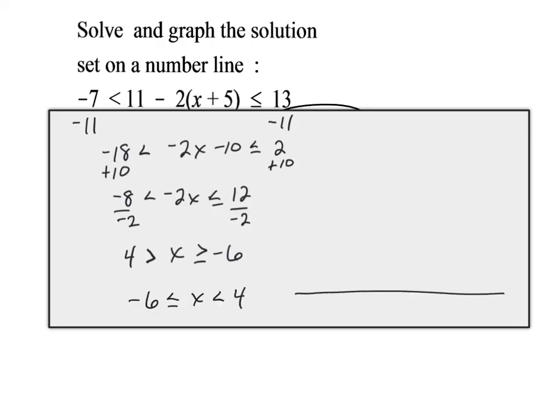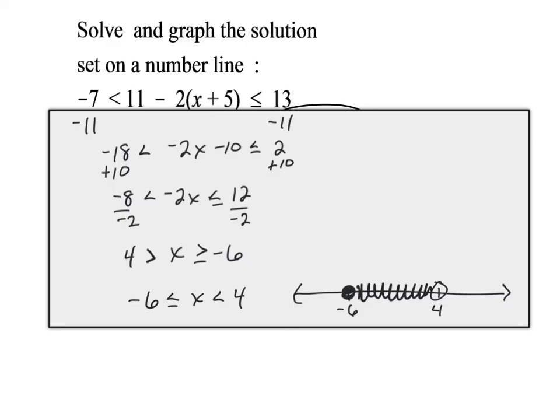And then if I graph that, I put -6, I put 4. -6 was a closed circle, 4 was an open circle, and we just shade in the middle. And there we did it, that's the same way. It doesn't matter which way you do it.